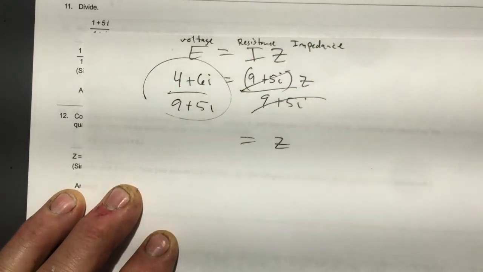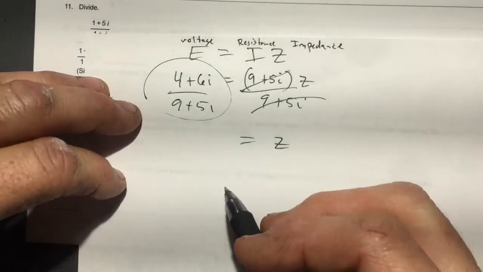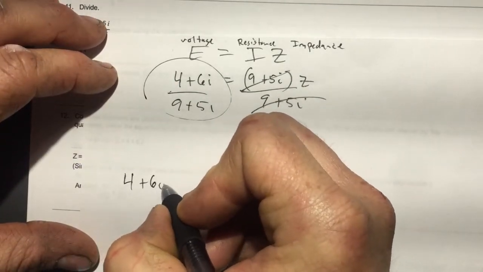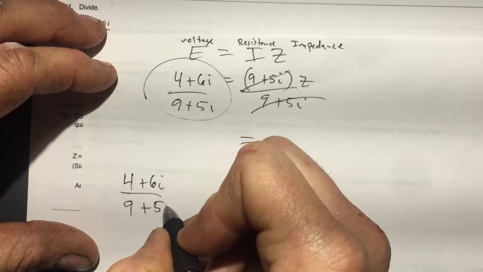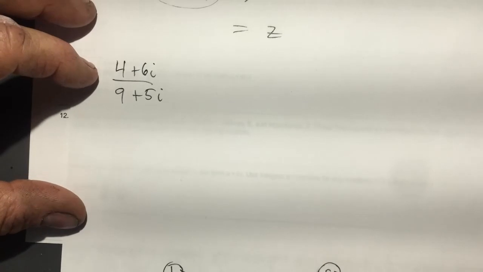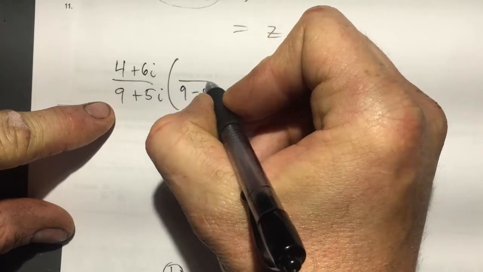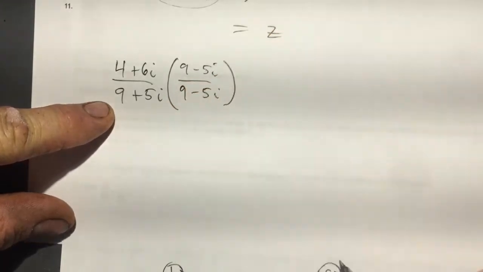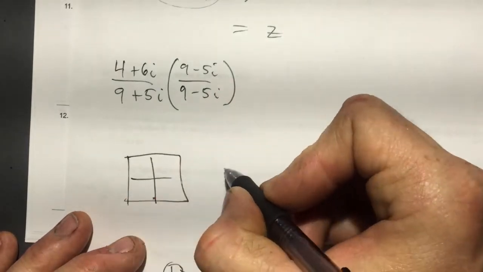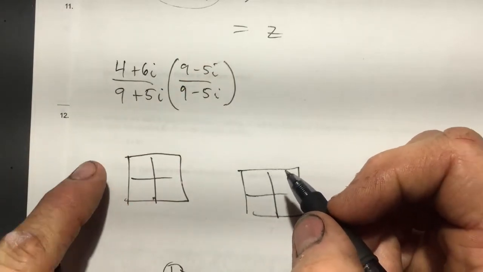Well, that's another division thing, like the previous problem we just did. So we're going to have to do 4 plus 6i divided by 9 plus 5i. Okay, let me move it up here. So that means I'm going to have to multiply by the conjugate, which is 9 minus 5i, top and bottom. Just like the previous problem. So I'm going to have two boxes to do here. One for the top, one for the bottom.